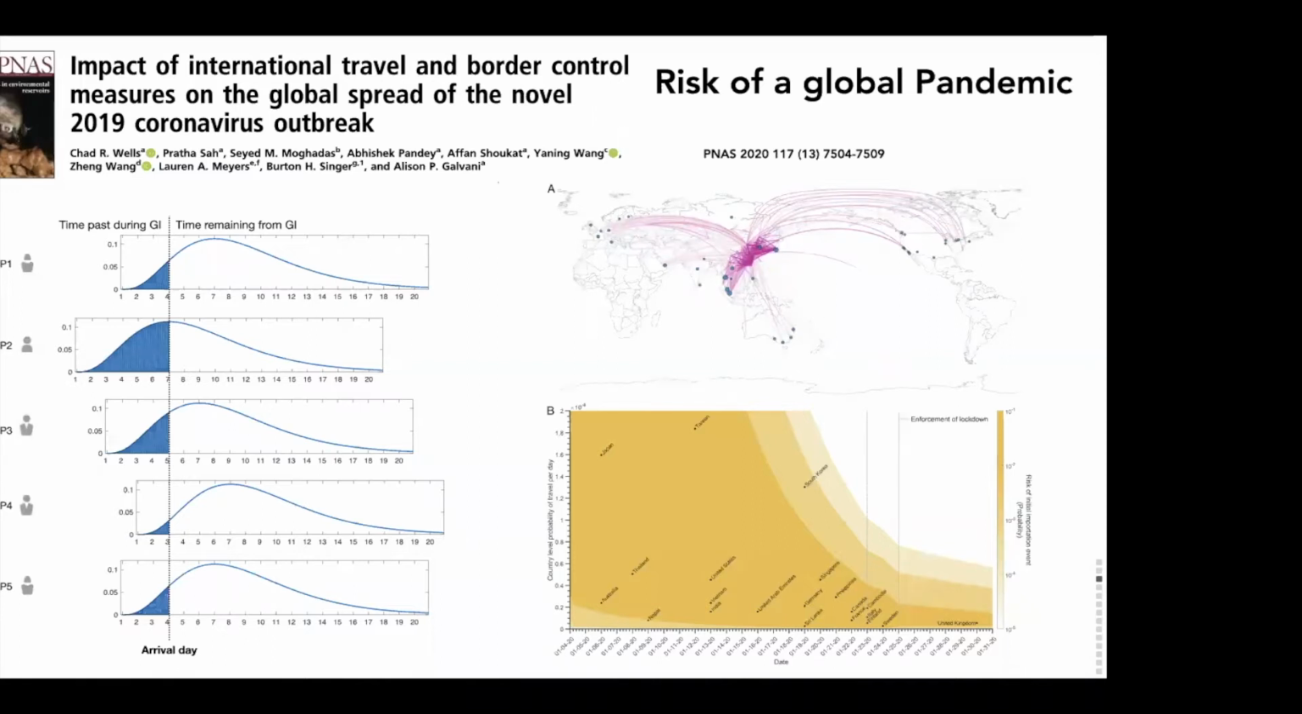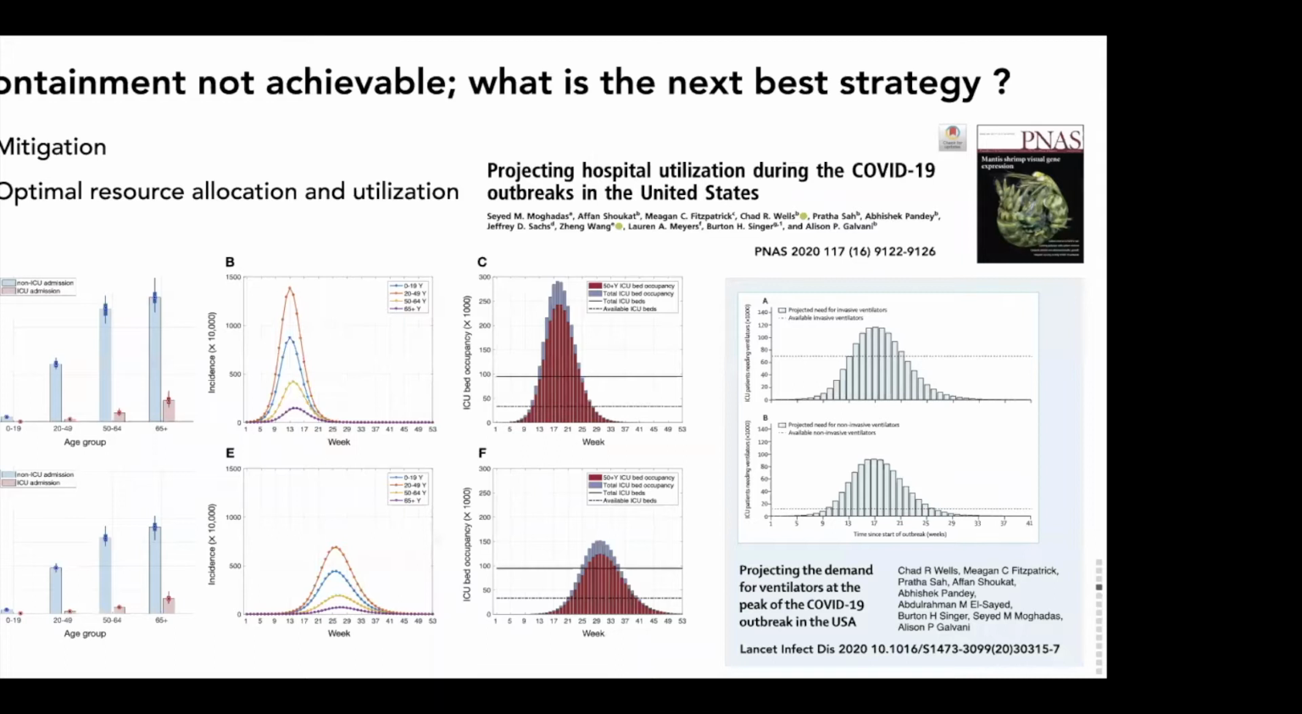So understanding that there is a risk of pandemic, and it didn't take that long for WHO to actually announce this is a pandemic, then for us, the next question was, given that containment at the source was not achievable, what is the next best strategy to deal with this pandemic? And our studies mainly focus in the United States and Canada, given the collaboration that was going on and given a lot of computational and modeling infrastructure that we built over the years within our team of collaborations.